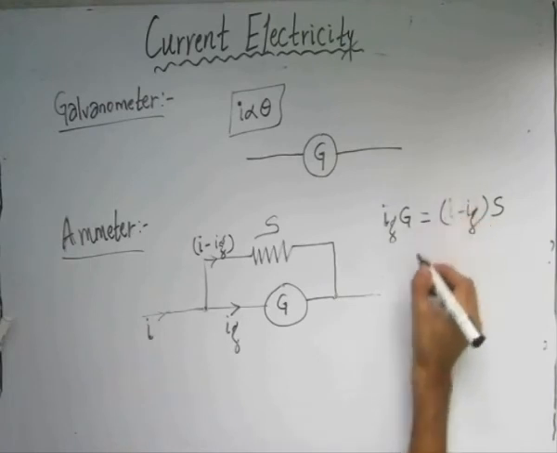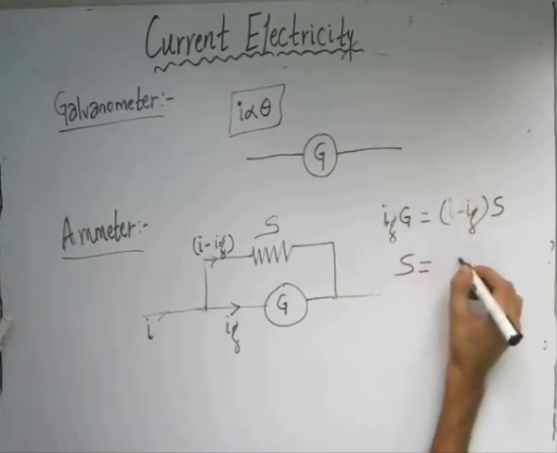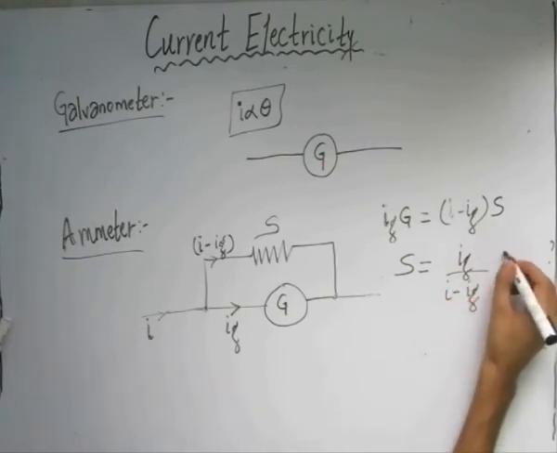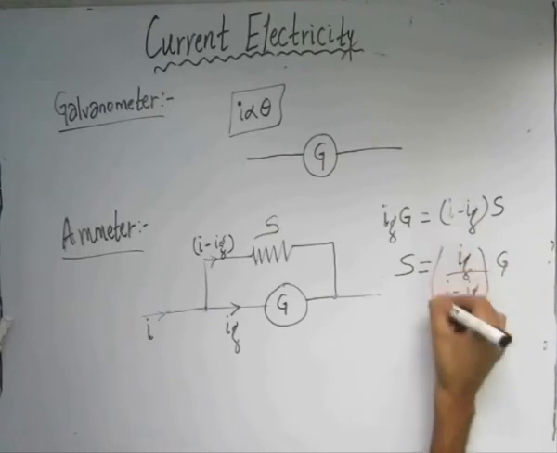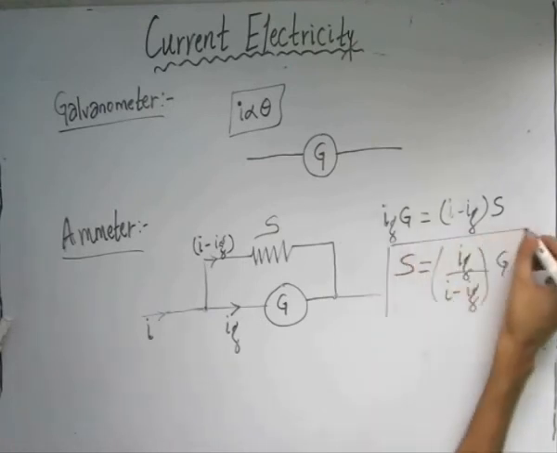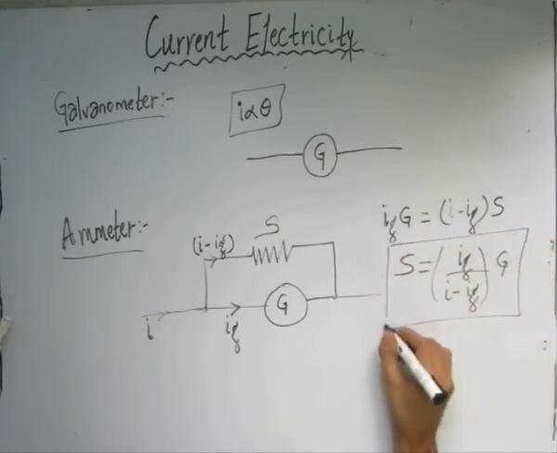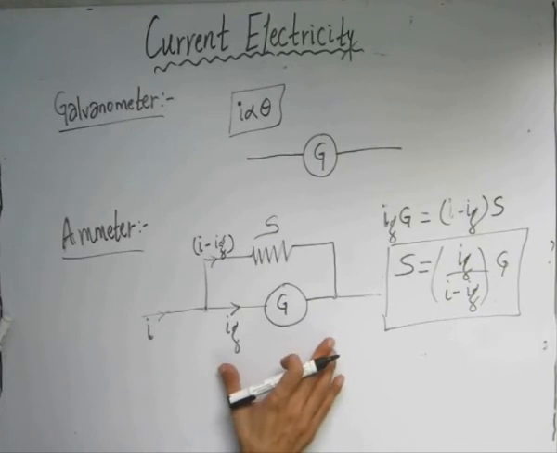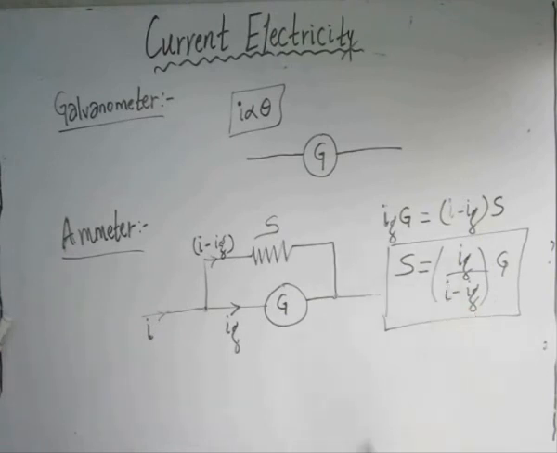If we solve for S, we will get the value of S. This is the value of the shunt resistance which has to be connected in parallel across the galvanometer in order to increase the range of the galvanometer so that it can detect a current of I amperes.